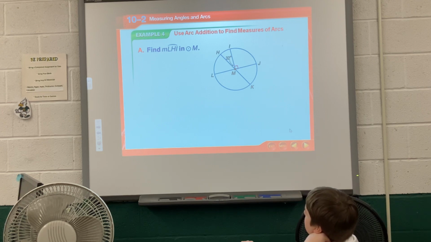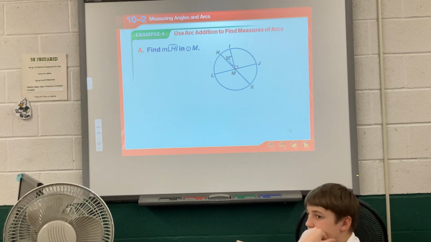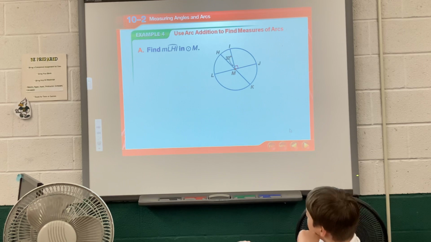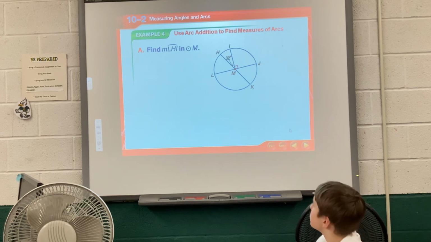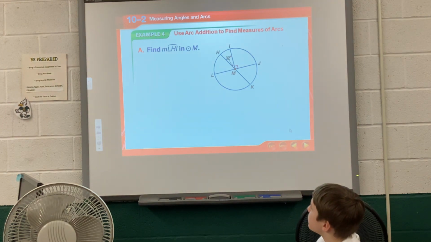Right. So here again, because they don't say it, they really should. I personally believe that they should have told you LJ is a diameter, right? So this one's easy, right? How much? 58. No. LHI, 90. Right? So what was 58?